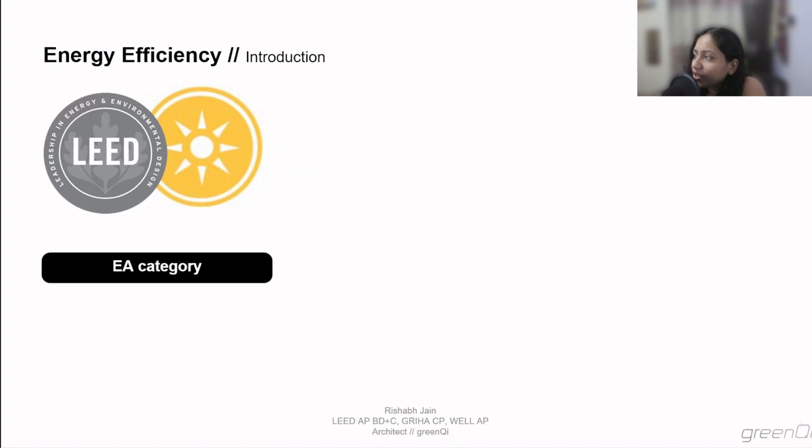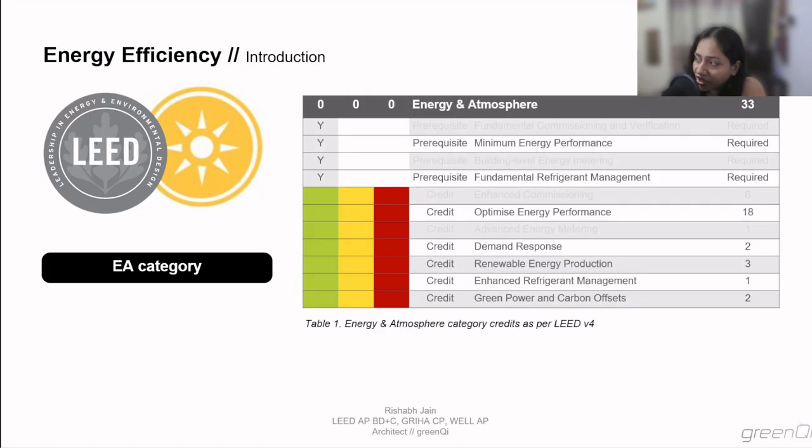So in terms of LEED, we have some prerequisites and credits, as we have already discussed in all of our videos. In this video, we'll be focusing on some strategies which will contribute to minimum and optimize energy performance for 18 points. We'll talk about fundamental refrigerant management and enhanced refrigerant management. And we'll discuss demand response, renewable energy production, and green power and carbon offsets.